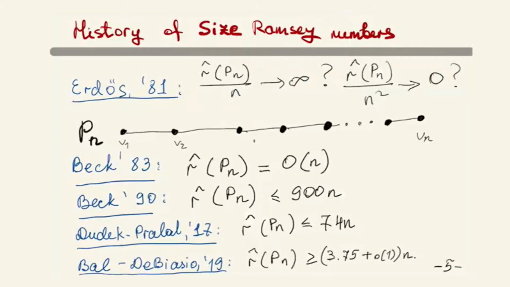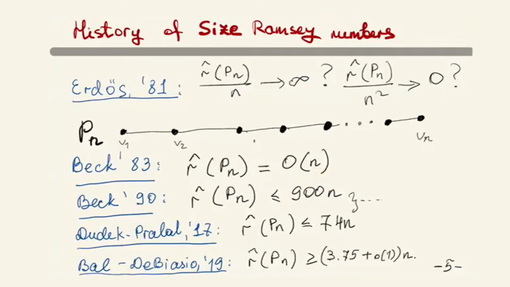And then Beck actually proved that the size Ramsey number of the path on n vertices is O(n). So it's linear in terms of vertices. And then he improved the constant in front of it. And then this constant 900 was improved further by Dudek and Pralat. There was a lot of research in between, so here I'm skipping lots of names.